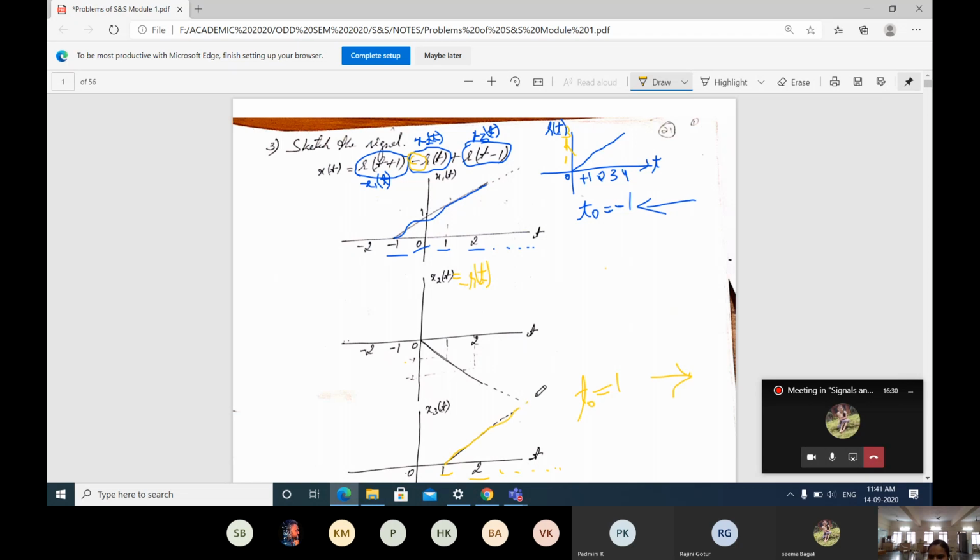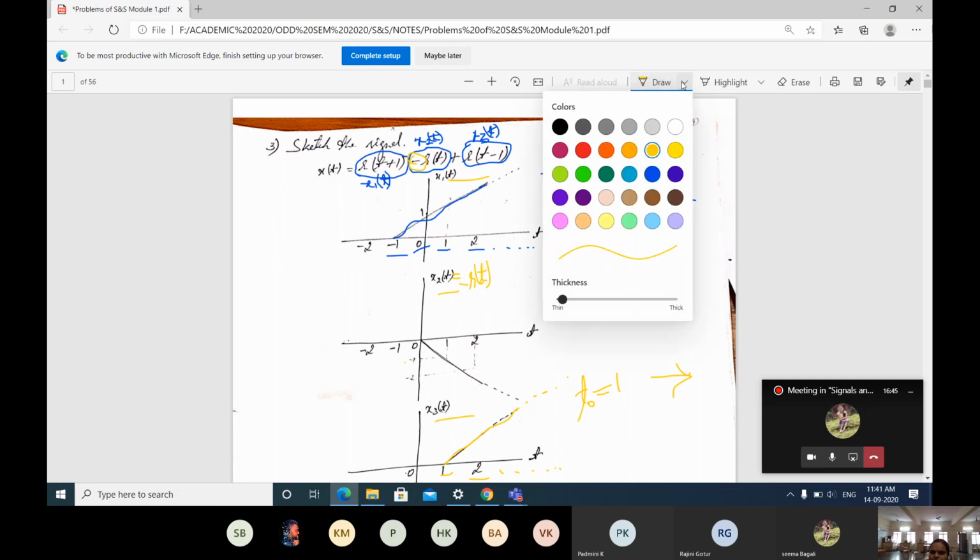So you draw it and continue the arrow, because it will end at infinity. For that reason, that is our ramp signal. This is how we have to draw the signals x1 of t, x2 of t and x3 of t.